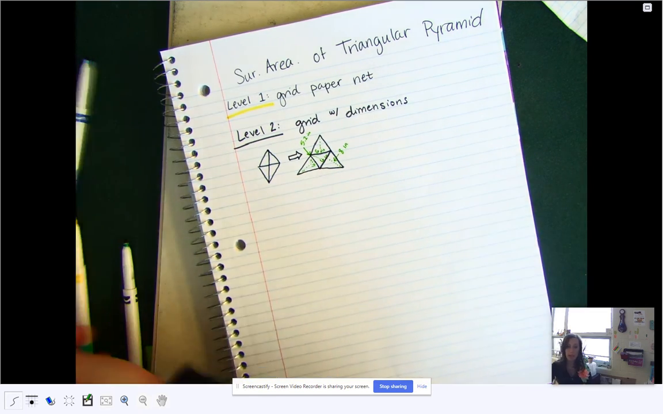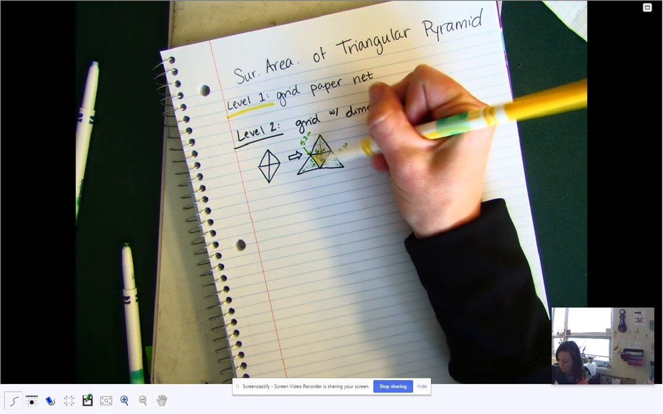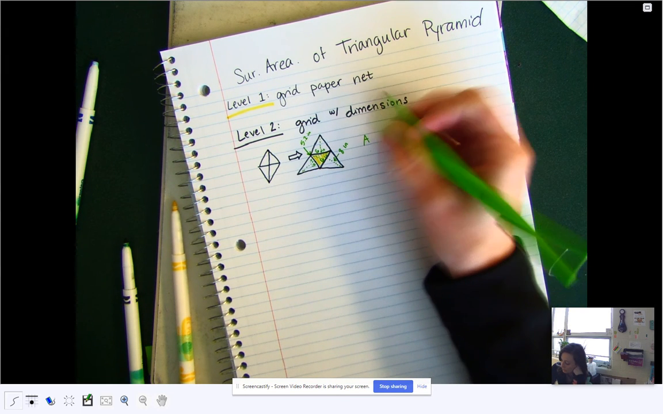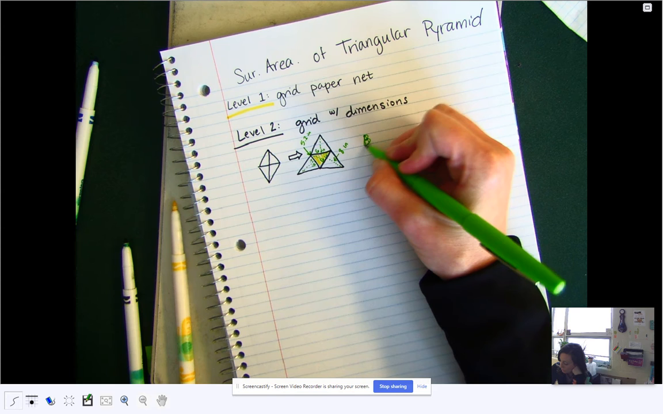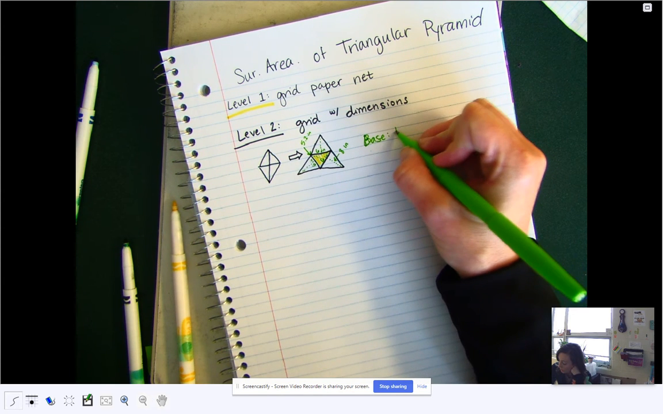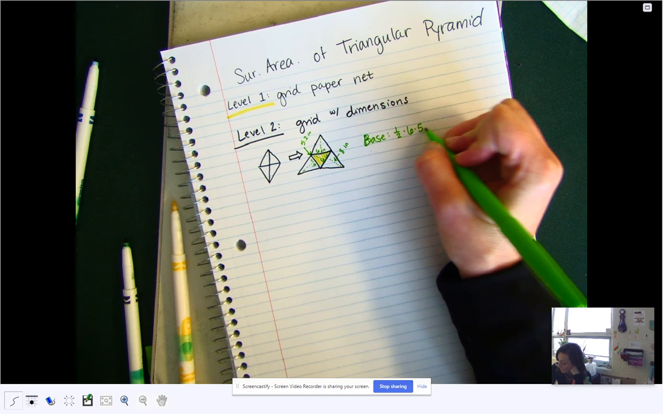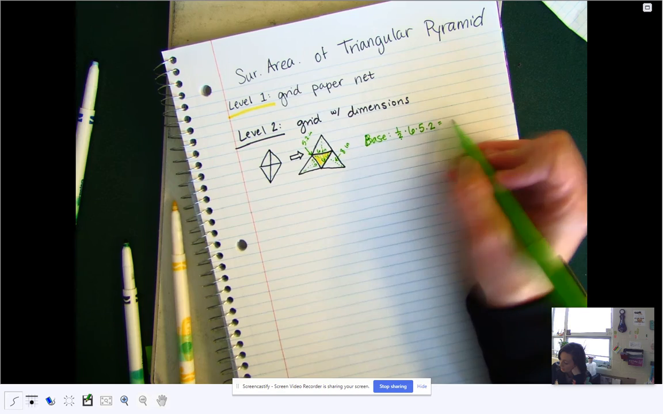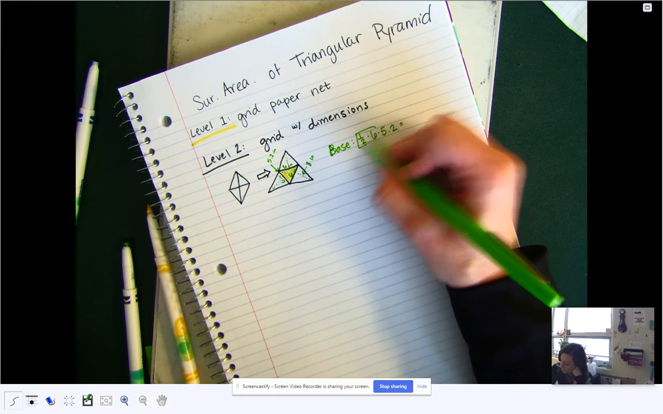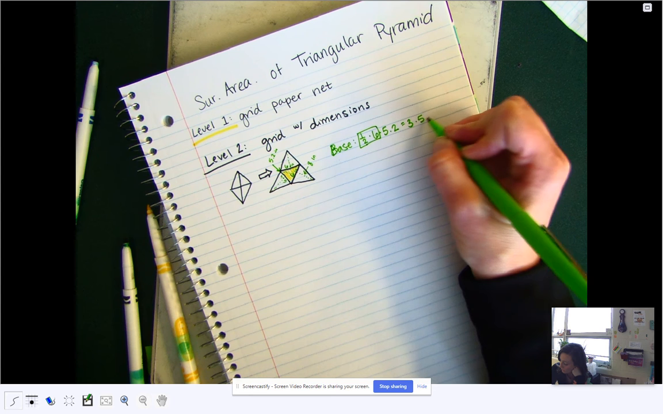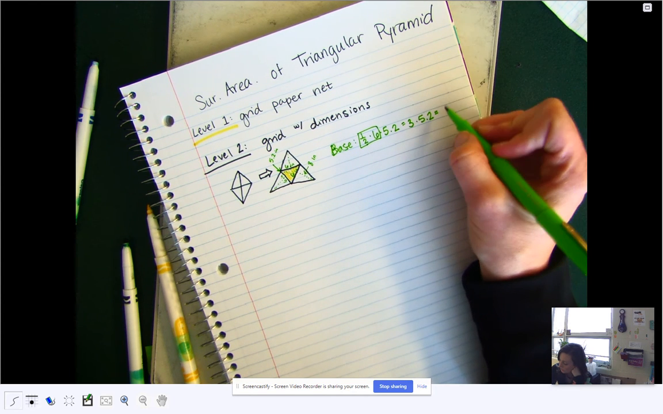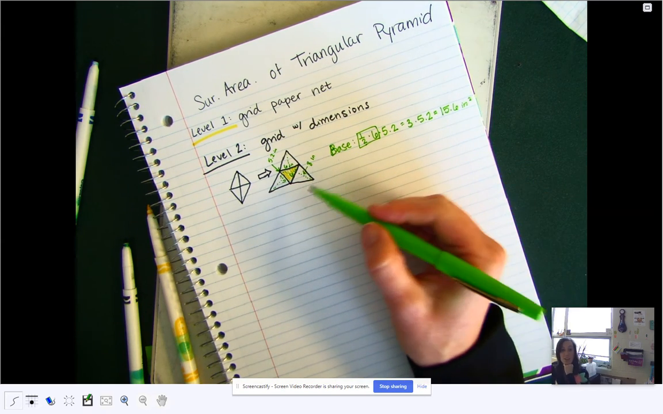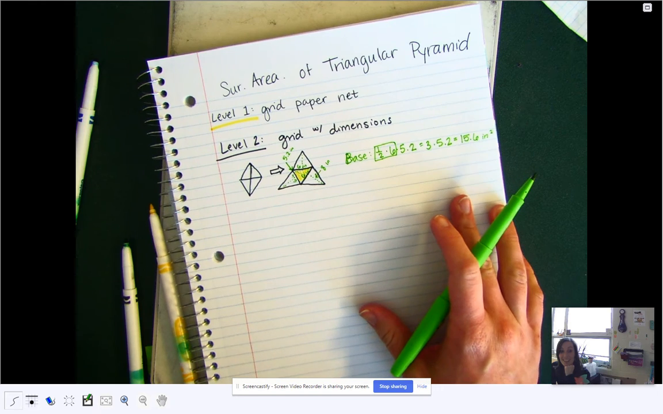So, you know me, have a plan of attack. I always do the base first. So, the area of the base is going to be 1/2 times 6 times 5.2, base times height. I know that 1/2 times 6 is 3. 3 times 5.2 is 15.6 inches squared.